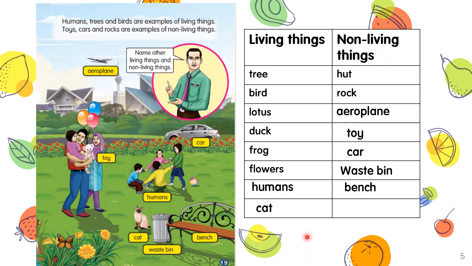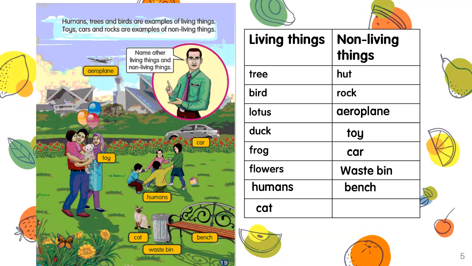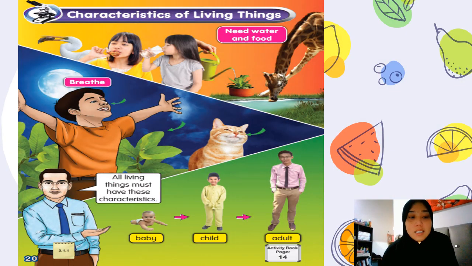Okay? Now, let's take a look at the next slide. Okay, class. Can you open your textbook, turn to page 20, and the title is Characteristics of Living Things. Apakah ciri-ciri benda hidup? Maksudnya, apa benda hidup itu buat? Apa benda hidup itu perlu? Macam mana kita nak tahu benda itu ialah benda hidup?